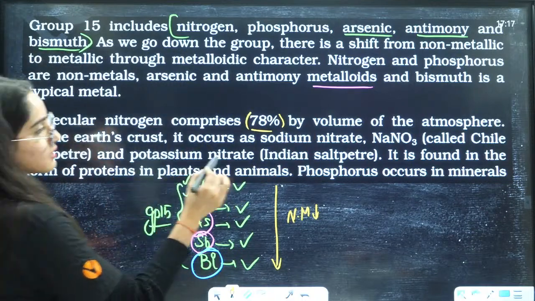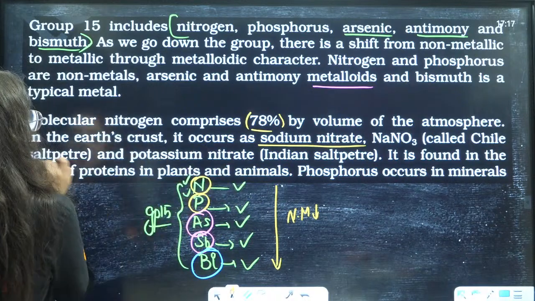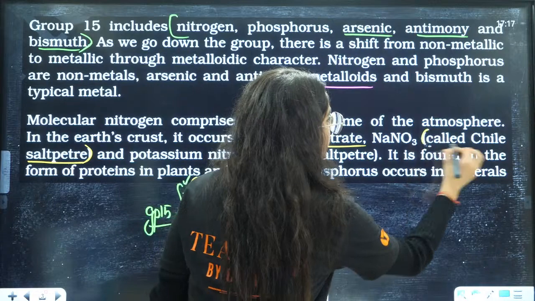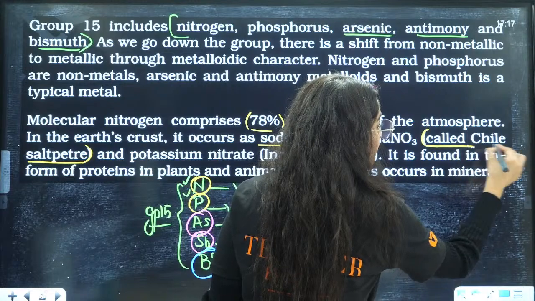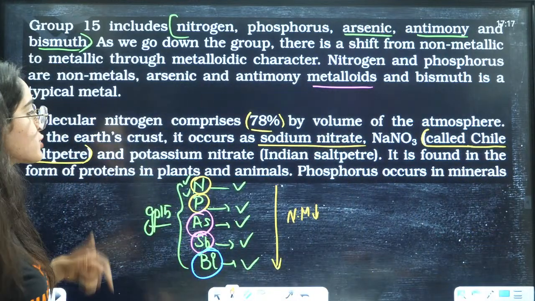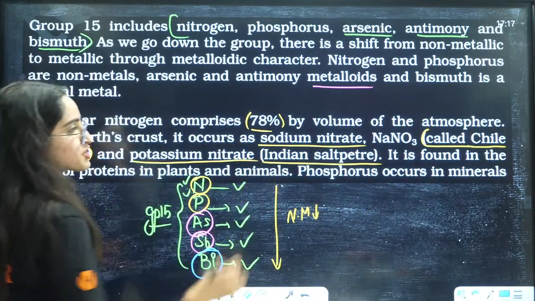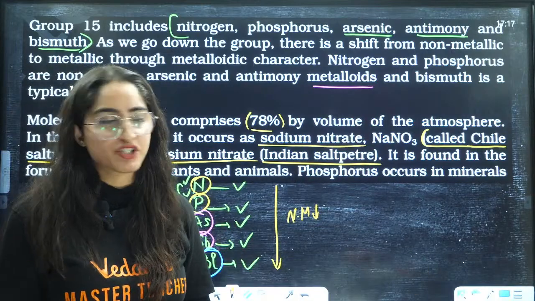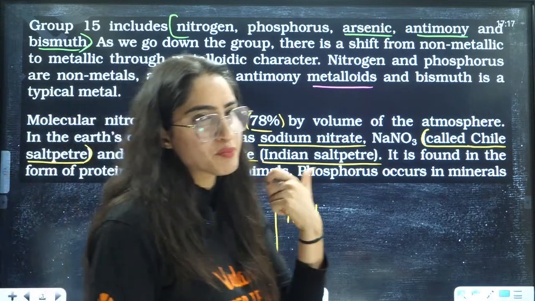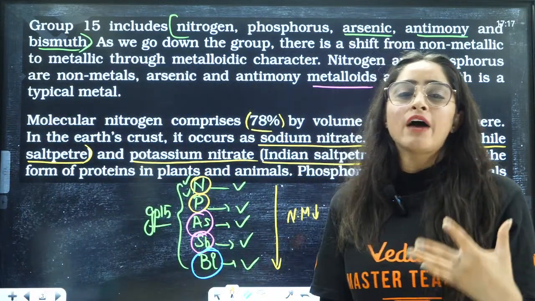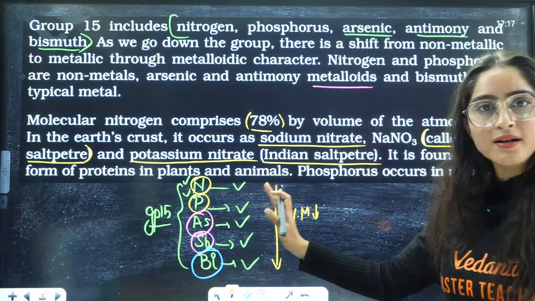In the earth crust, it occurs as sodium nitrate, NaNO3, called Chile saltpeter. So it is also important to know how it occurs in nature, in our earth crust. Then there is potassium nitrate, that is called Indian saltpeter. Instead of sodium, you have potassium here. It is found in the form of proteins in plants and animals. In proteins we have amino acids, and in amino acids we have nitrogen.